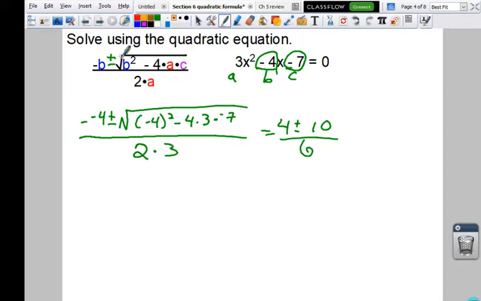So what's my first problem, Caleb? 4 plus 10 divided by 6. Okay, you skipped ahead, but that's okay. So we're going to go 4 plus 10 divided by 6, right? Which is 14 divided by 6. And I don't know what that is. Plug it in, DeAndre. Tell me what that is.